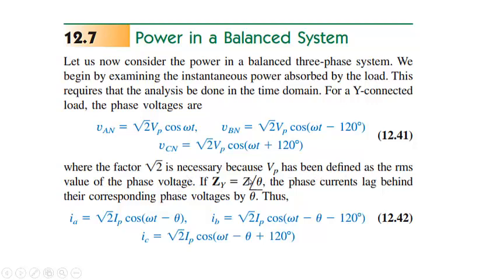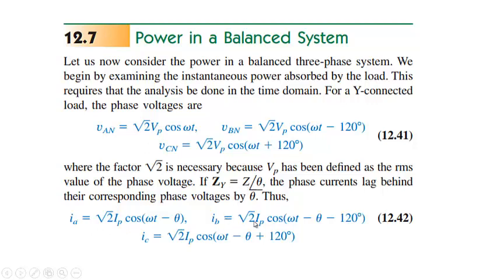If ZY is equal to Zn angle theta, the phase current lags behind its corresponding phase voltage by theta. This was also taught in the previous classes: how the current lags or leads the voltage depends upon the impedance angle. So IA is equal to root 2 IP cos of omega t minus theta. This shows that IA is lagging the voltage by theta, and its magnitude IP will be equal to VP divided by Z.